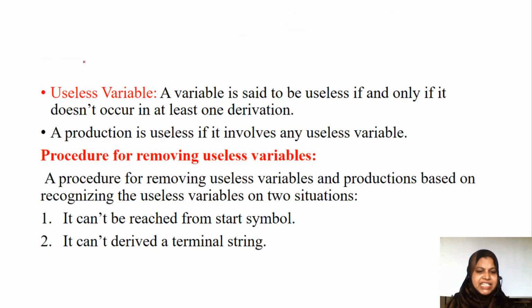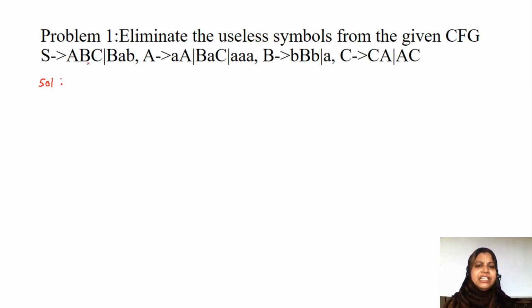What is the second condition? It can't derive a terminal string. Terminal string means it should consist of all terminal symbols. From A we can generate a terminal string. B tends to A, so we can generate a terminal string. But C tends to CAC, so we can't generate a terminal string here. So C is a useless variable.